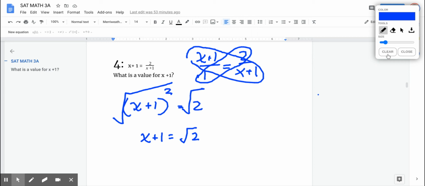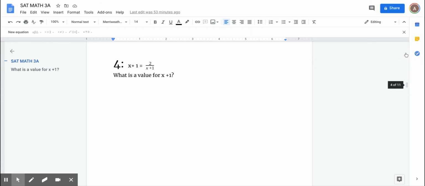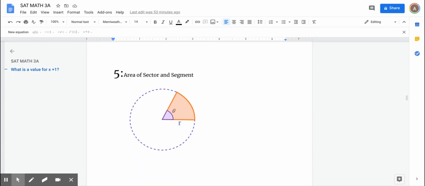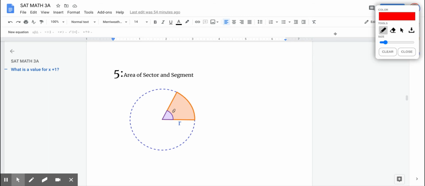Okay, clear that out. And we'll go on to the next problem. All right, and this one, we'll do a few of these. This is getting the area of the sector and the segment. So first we'll get what the sector means. The sector is the central angle. So we'll put that as theta, and R is there. So this is the center of the circle, and you have a central angle. So all this is the central angle. That's a slice of pizza.